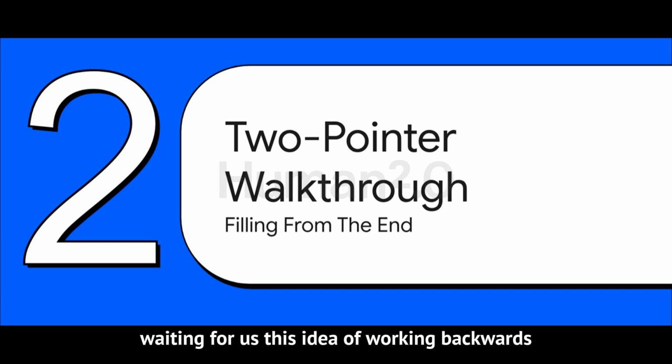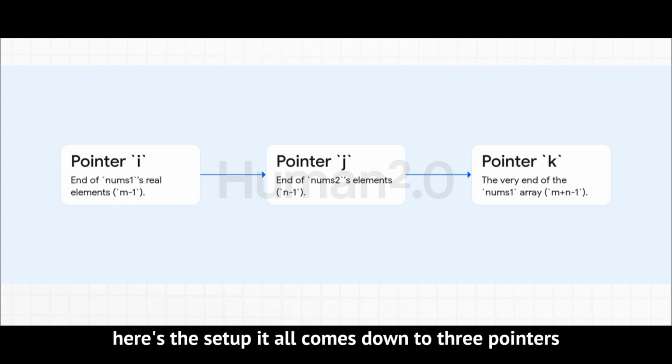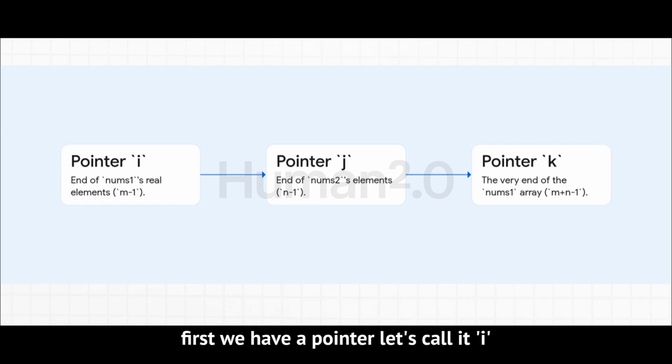This idea of working backwards brings us to the optimal solution. We're going to do a 2-pointer walkthrough, but this time we're filling the array from the end. Let's see how it works. Okay, here's the setup. It all comes down to 3 pointers. First, we have a pointer, let's call it i, that points to the last real number in nums1. That's at index m-1. Next, we have pointer j, pointing to the very last number in nums2, at index n-1.